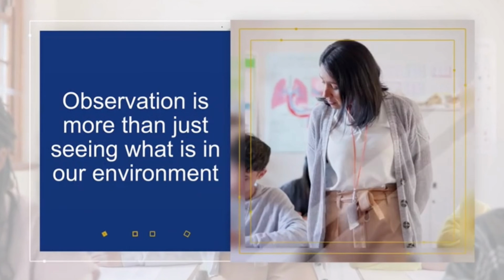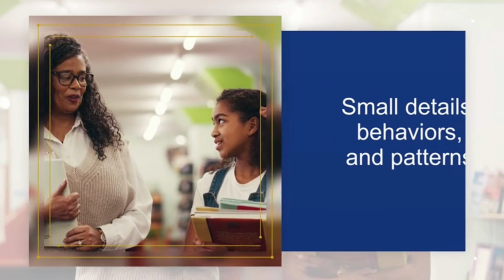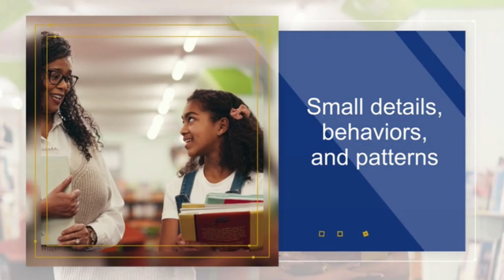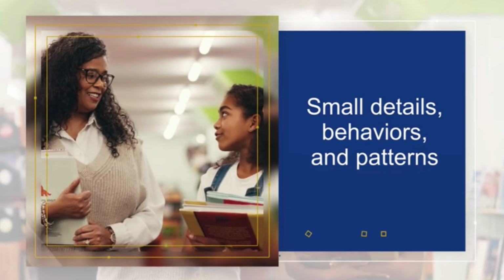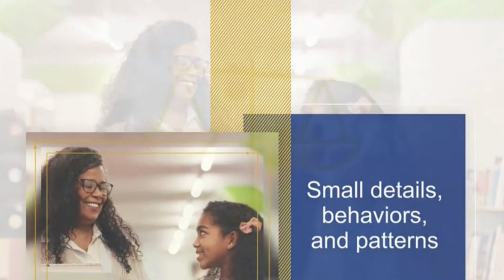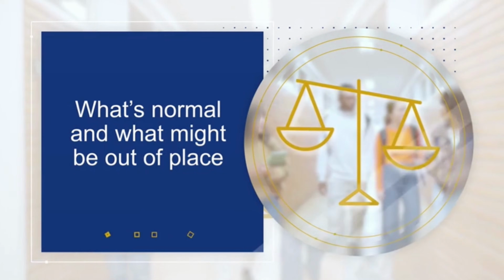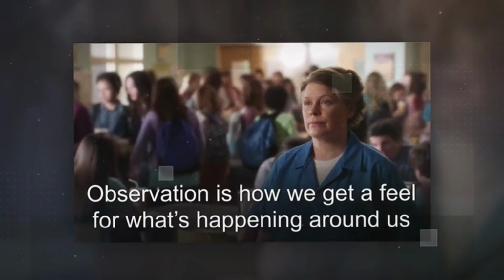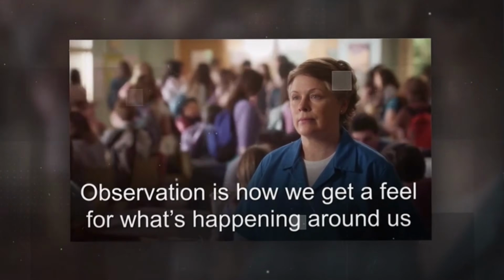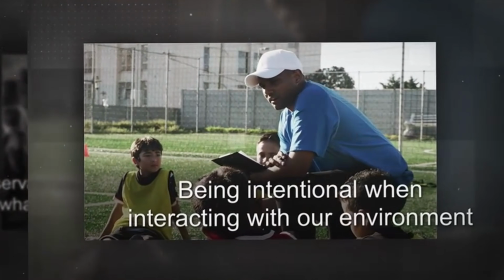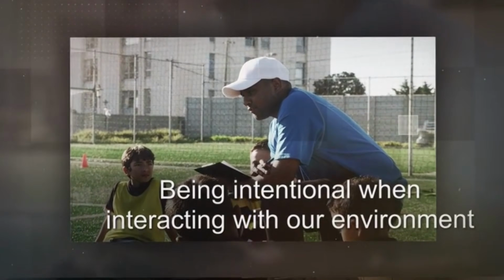Observation is more than just seeing what is in our environment. It means paying close attention to the small details, behaviors, and patterns that make up our daily surroundings so we can reach reasonable conclusions about what's normal and what might be out of place. In a school environment, observation is how we get a feel for what's happening around us. It is being intentional when interacting with our environment.